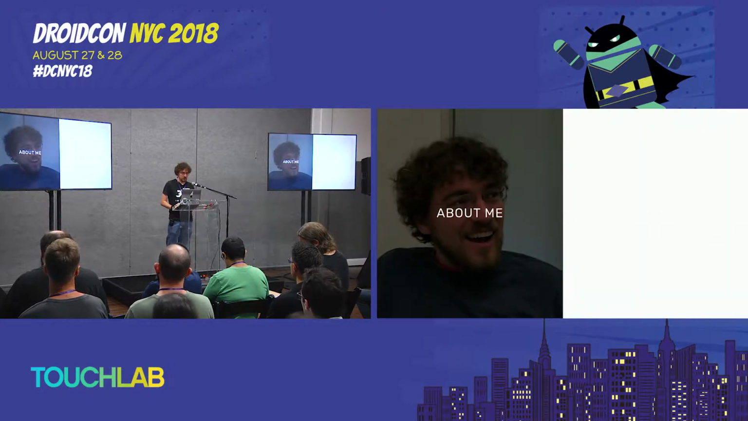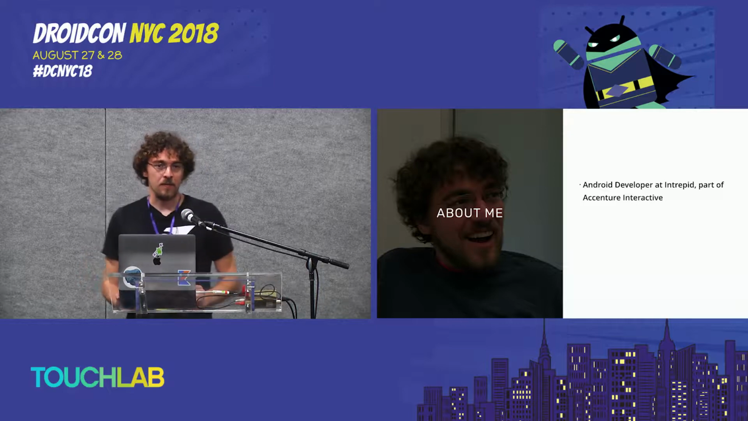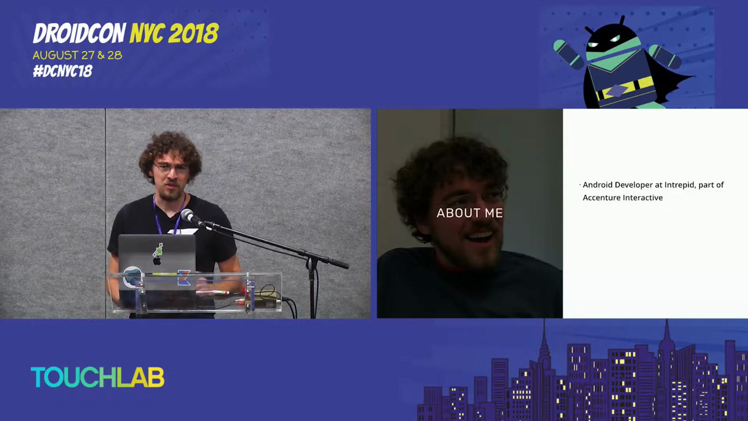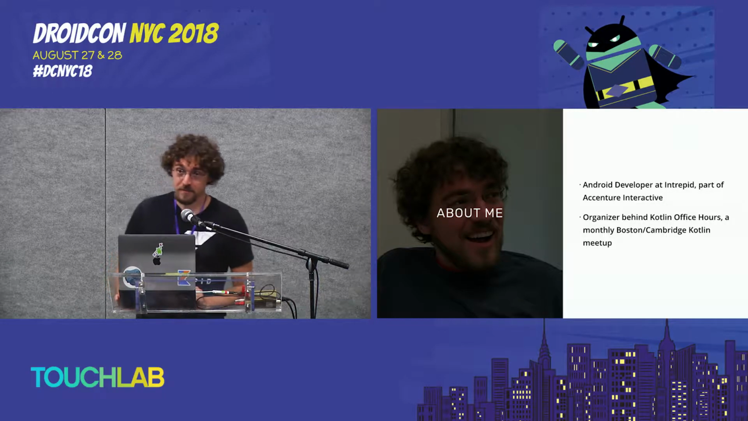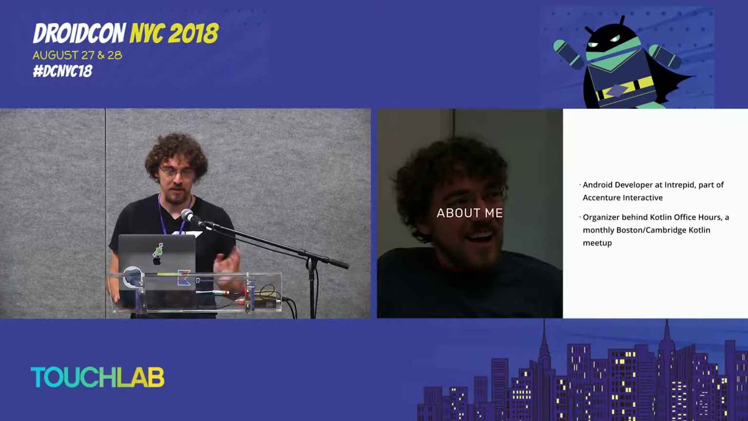So a few quick notes about myself. I'm an Android developer at a company called Intrepid up in Boston. We're part of Accenture, and we do all sorts of digital product design, which in practice means we build mobile and web apps. Also, I'm one of the organizers behind Kotlin Office Hours, which is a monthly meetup in the Boston area. So come check us out if you're ever up there.